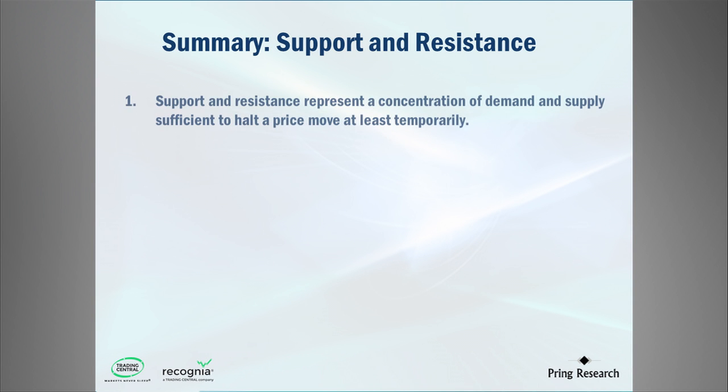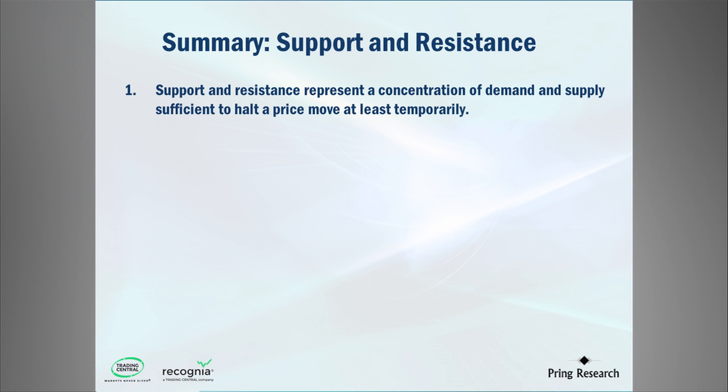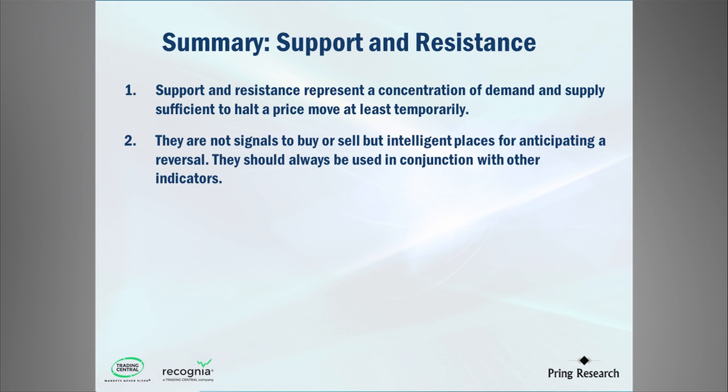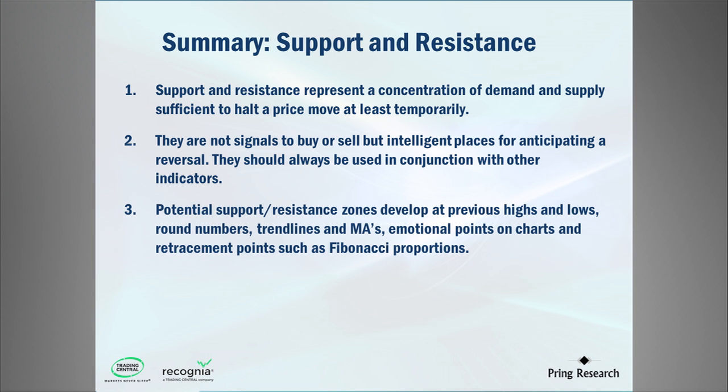Summary. 1. Support and resistance represent a concentration of demand and supply sufficient to hold a price move at least temporarily. 2. They're not signals to buy or sell, but intelligent places for anticipating a reversal. They should always be used in conjunction with other indicators. 3. Potential support and resistance zones develop at previous highs and lows. Round numbers, trend lines and moving averages, emotional points on the charts, and retracement points such as Fibonacci proportions.